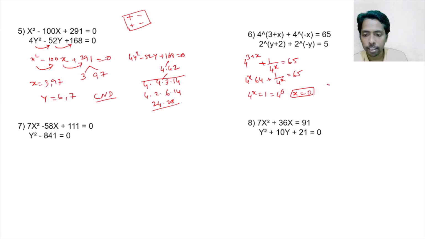Moving to next, that is 2 to the power y plus 2 plus 2 to the power minus y, that is 1 by 2 to the power y, equals 5. Again the same thing, 2 to the power y into 4 plus 1 by 2 to the power y is equal to 5. Now this is 4, this is 5, that means one more. So one more, how can we manipulate this? This is 4 into 1 plus 1. I am taking 2 to the power y equals 1, or 1 by 2 to the power y equals 1. Both are the same thing. So 2 to the power y equals 1, which we can also write as 2 to the power 0. So it gives us y equals 0 as well, right? So x equals 0, y equals 0.